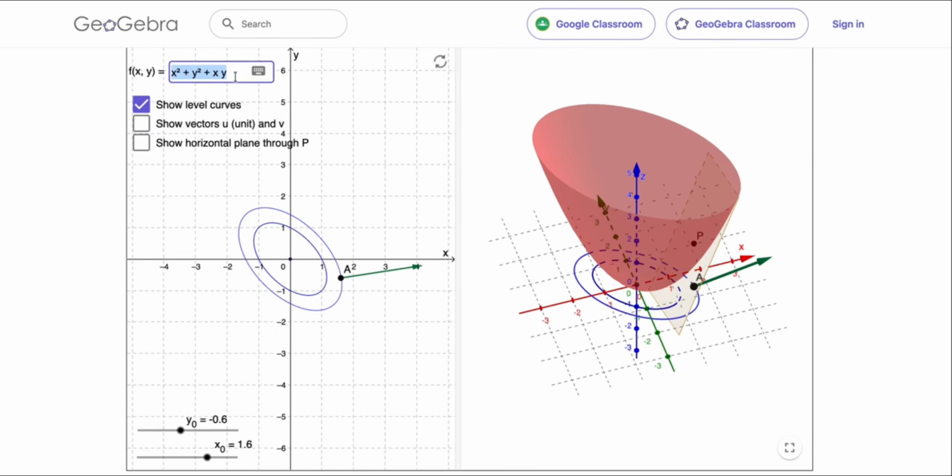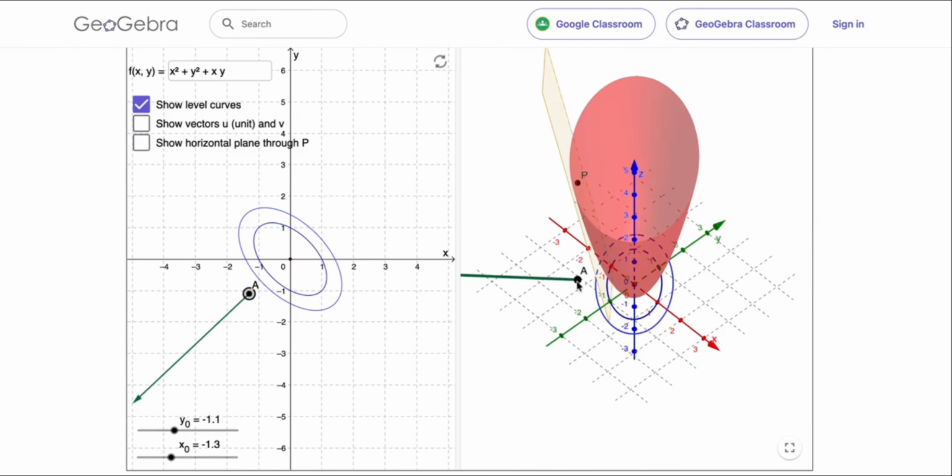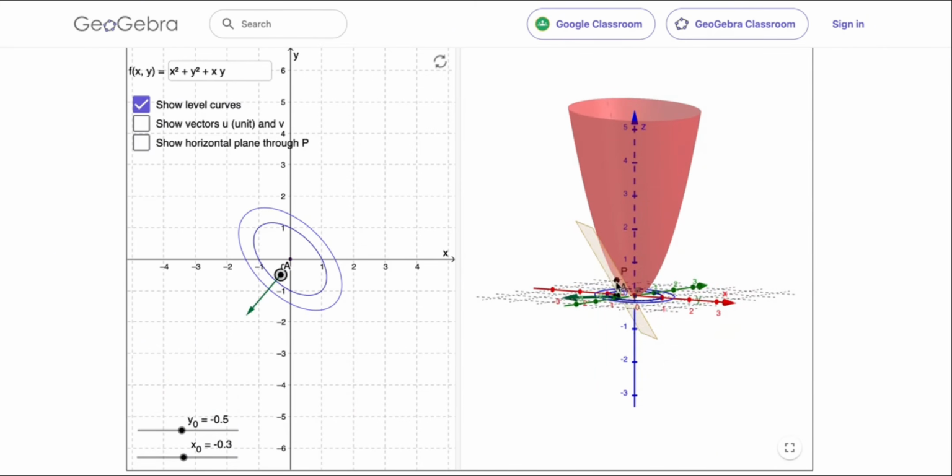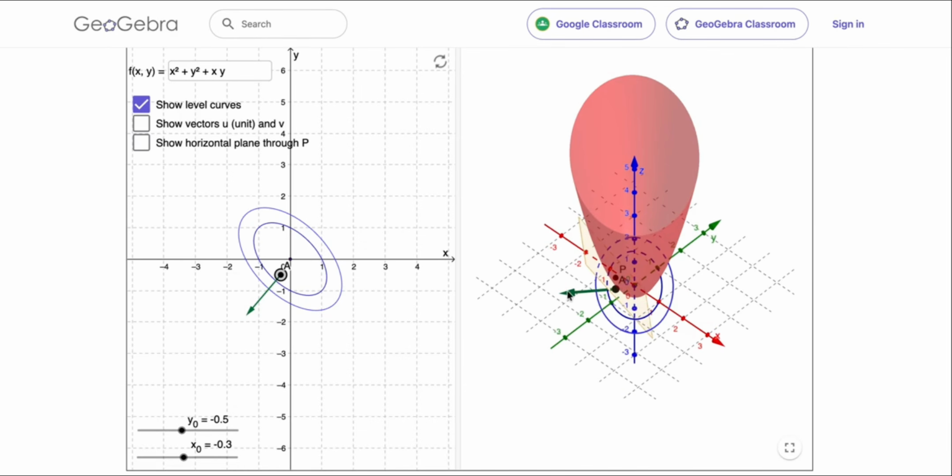All right. The gradient always points towards the direction of steepest ascent. It points towards where the function increases the fastest, right? You see how when the gradient is at this point right over here, notice how taking a step in this direction increases, right? Taking a step in the direction of the gradient, that increases the function the fastest.